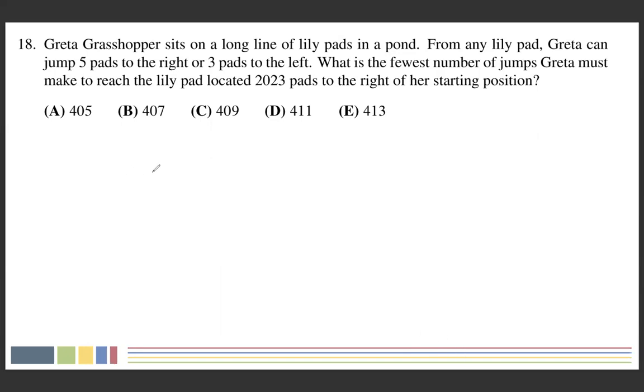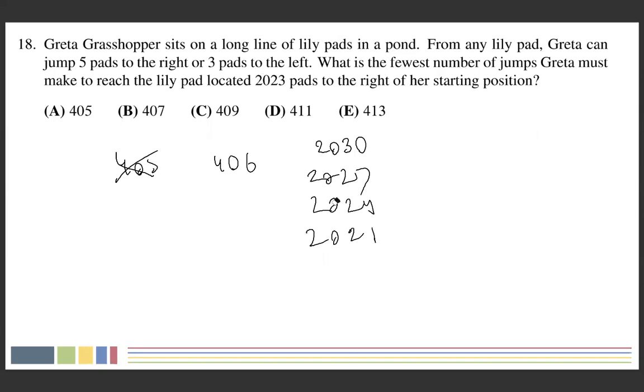Well, now the question is, what if she jumps another hop, right? So 405, that clearly doesn't work. What happens if she jumps 406? Well, that brings her to 2030. But if she tries to jump left here, she'll also end up skipping over 2023. She'll go 2027, 2024, and then 2021, and she'll have jumped over it. So 406 doesn't work either.